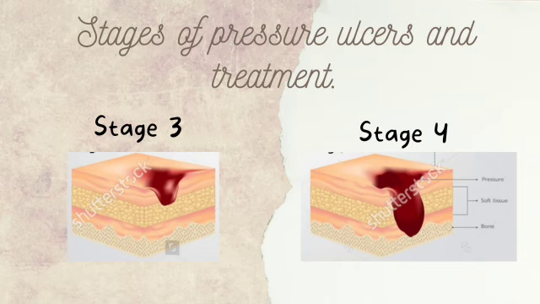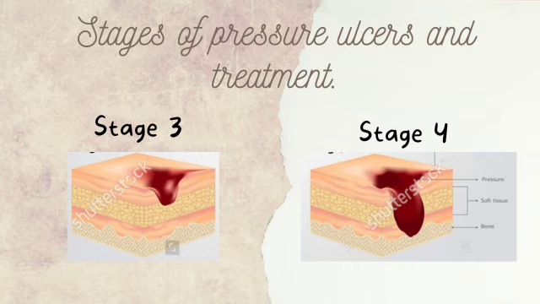The last stage is stage 4, which is the most serious. These sores extend below the subcutaneous fat into deep tissues, including muscle, tendons, and ligaments. In most cases, they can extend as far down as the cartilage or bone. There's a high risk of infection at this stage.